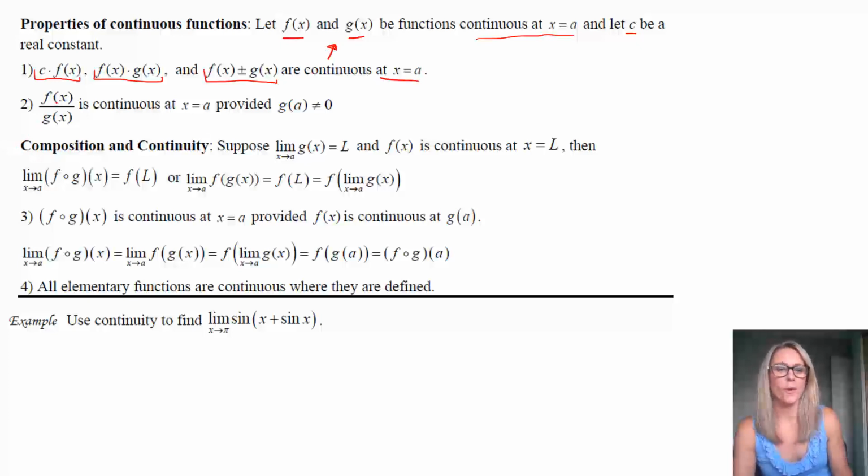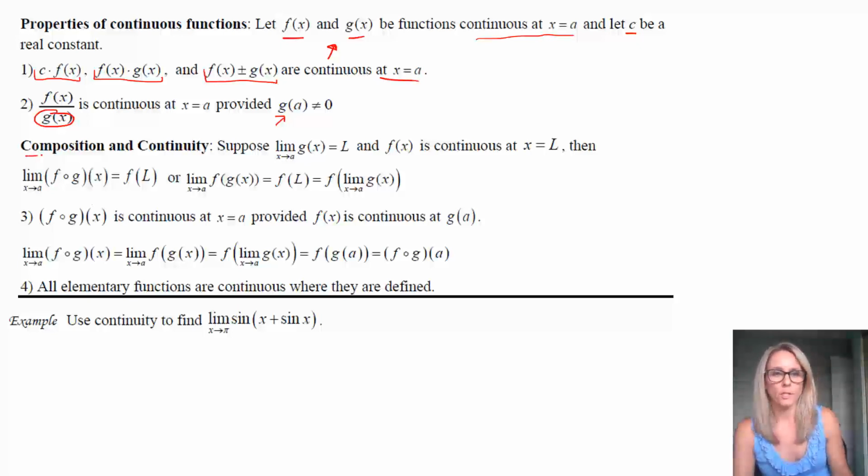Not surprisingly, we also have some continuity if you divide the two functions, but we can never forget that we can't have that denominator being 0. So if g of a is equal to 0, we have a problem. So we have continuity as long as g of a is not equal to 0.